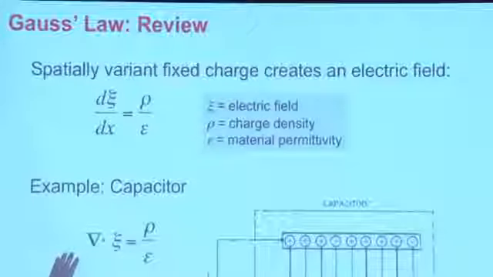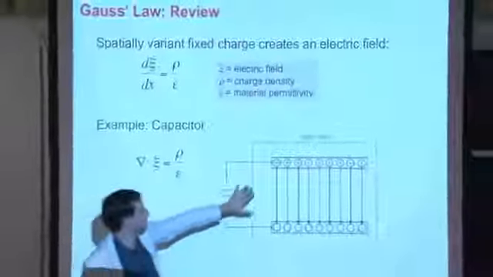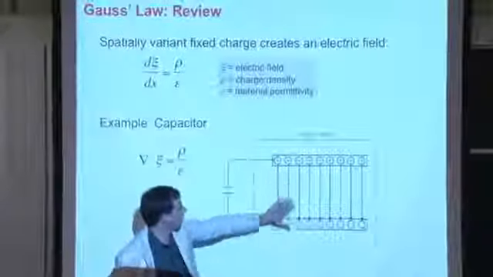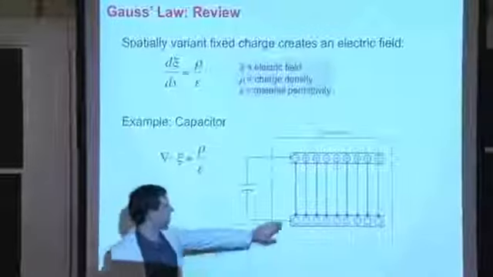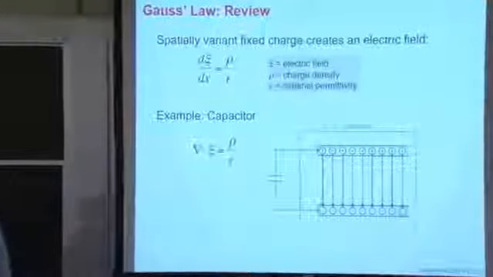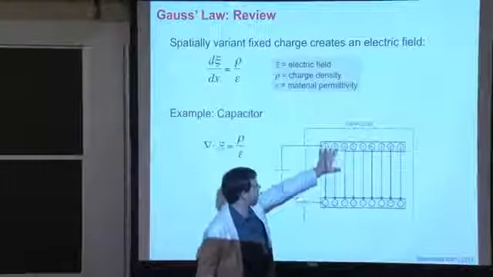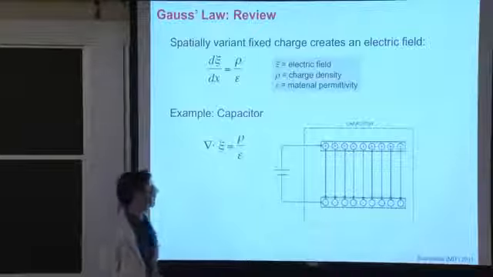And an example is a capacitor here. All I've done is expanded the dimensionality of the derivative. I'm looking at the capacitor. I have fixed charge on either side, and I have electric field in between. Now, obviously in the case of a capacitor, you're under high vacuum.